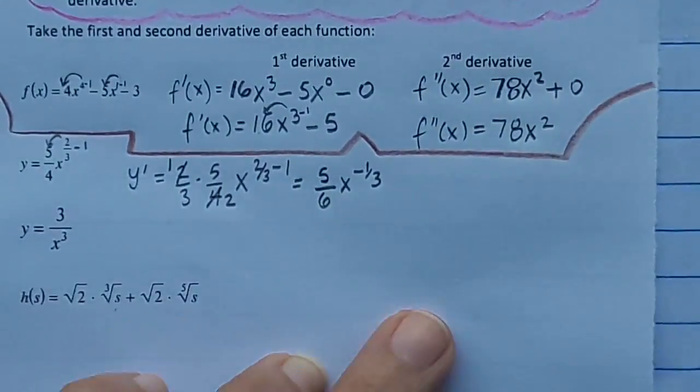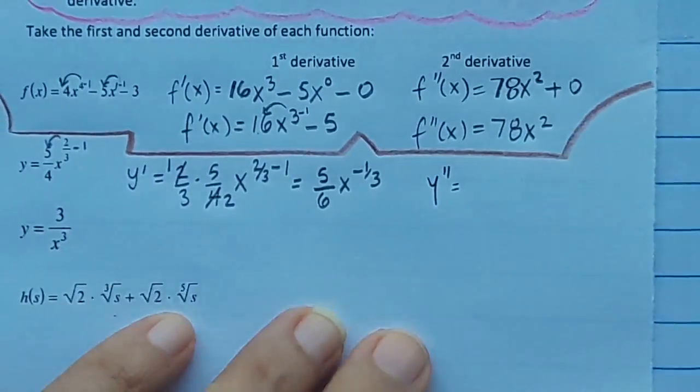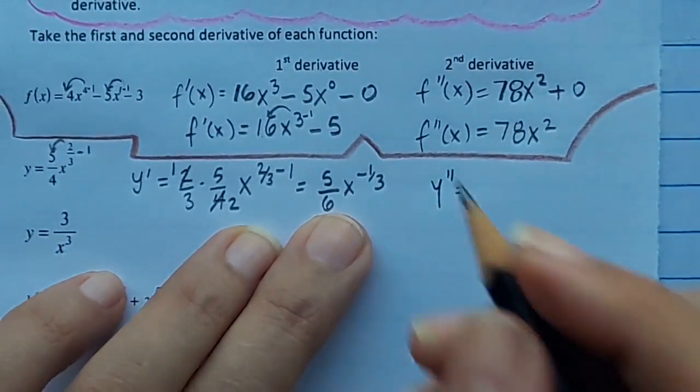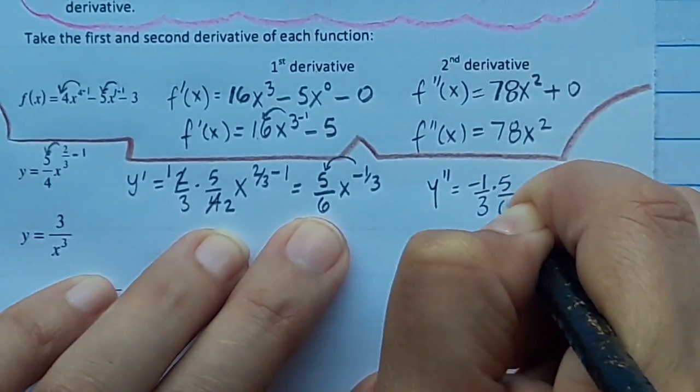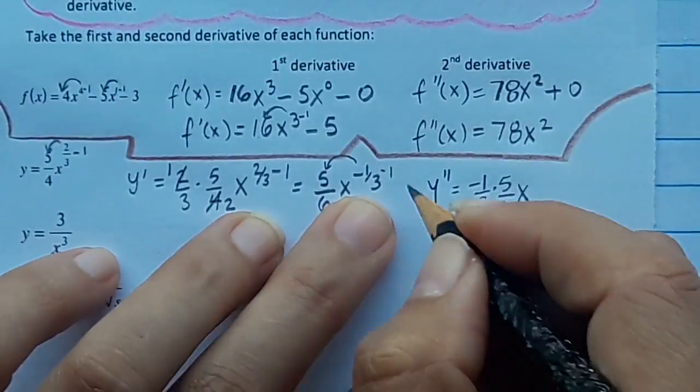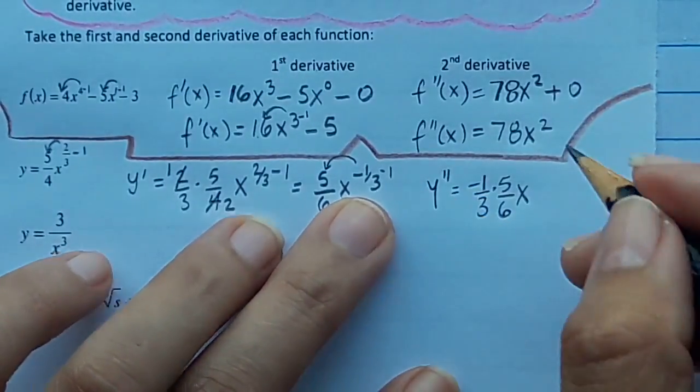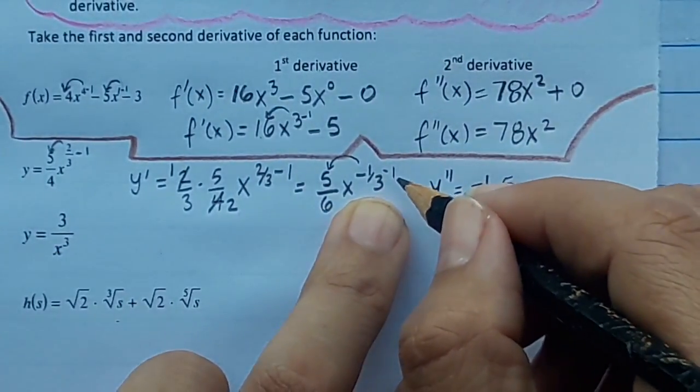So then to get the second derivative, you're just going to do those steps again. So now you're going to multiply the power by the coefficient. So that's going to be negative 1/3 times 5 over 6. And then x, and then subtract 1. So negative 1/3 minus 1 is going to be negative 4 over 3.